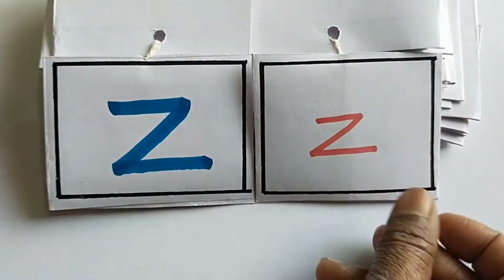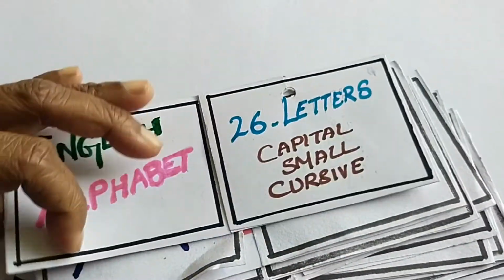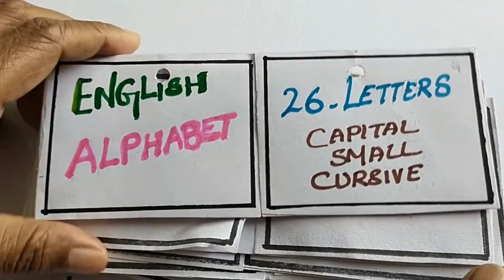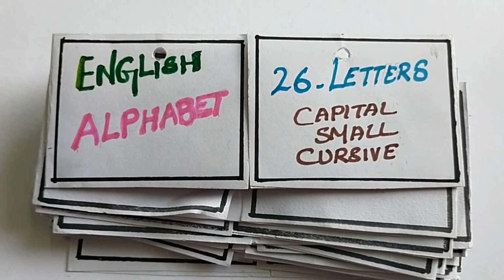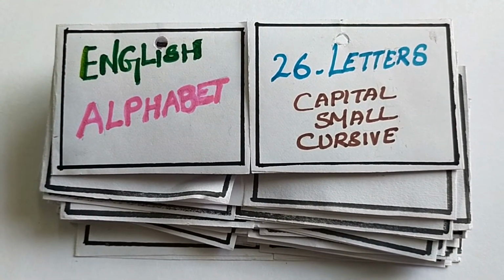Children, today we have learned all the 26 letters from this mini book. Like this, you can also make one and learn all three formats of letters, that is capital, small and cursive.